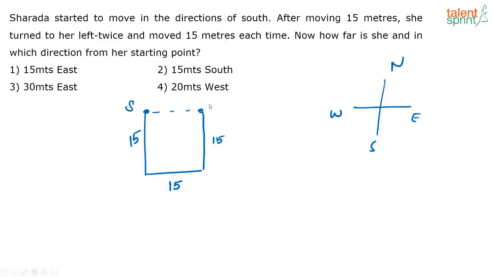So how far is she from her starting point? She is 15 meters from her starting point. And what is the direction? East. She is in the direction of east with respect to her starting point. Correct answer is option 1, 15 meters east.